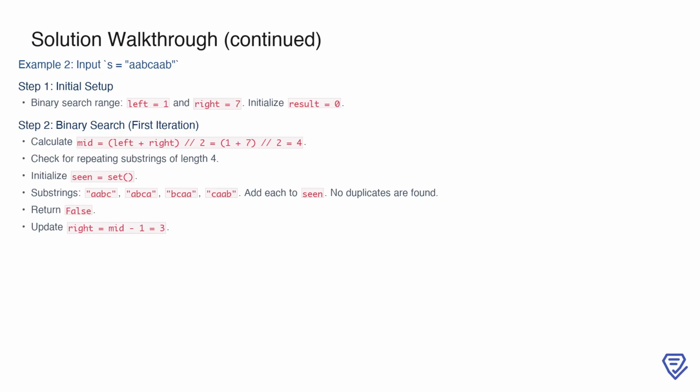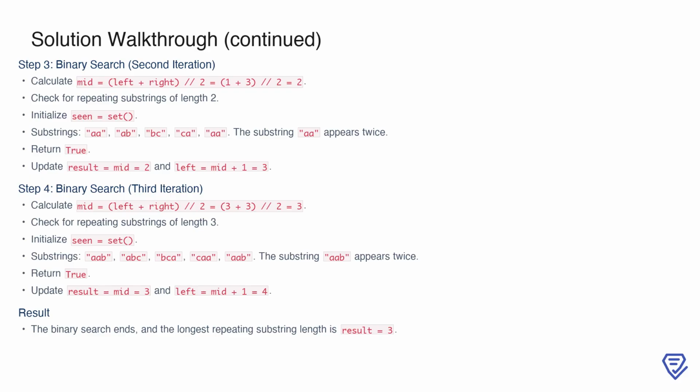For the first iteration of binary search, we calculate mid as (left + right) // 2, which gives us 4. We then check for repeating substrings of length 4. Using the helper function, we initialize an empty set seen and process substrings of length 4, namely ABCA, BCAB, CABC, and ABCA. As we add these substrings to the set, no duplicates are found. The helper function returns false, indicating that no repeating substring of length 4 exists. Consequently, we update right to mid - 1, reducing it to 3.